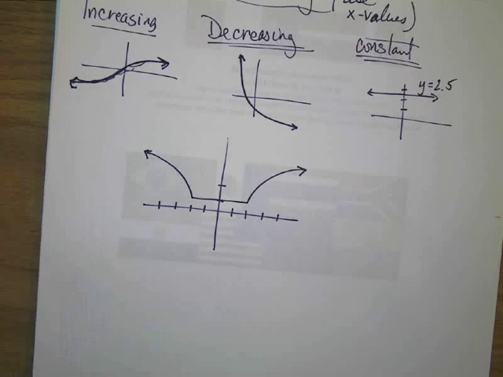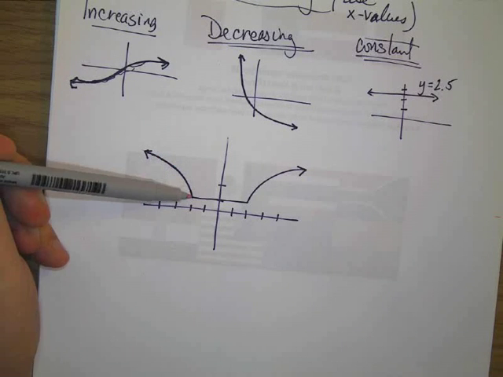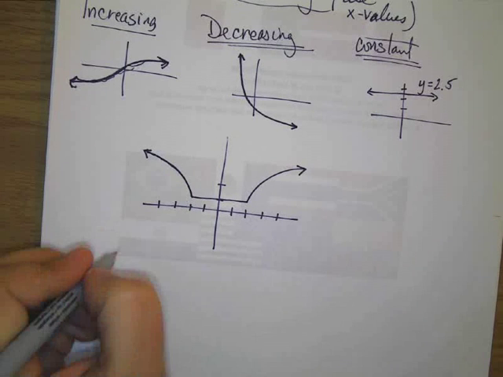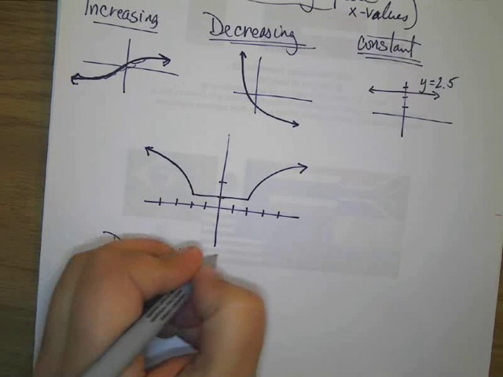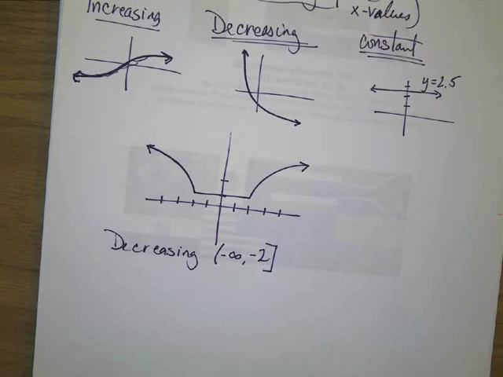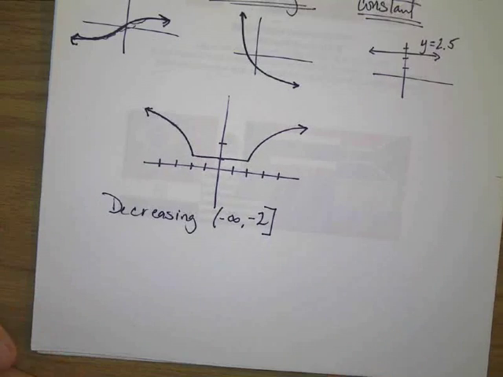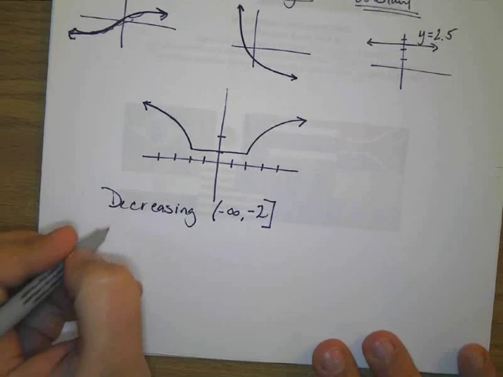Now we always go left to right. So as x is getting bigger, what's our function doing? Decreasing until we get to -2. So you would say decreasing from -infinity all the way to -2. The function was decreasing from there to there. And then what happened at -2? It was constant.